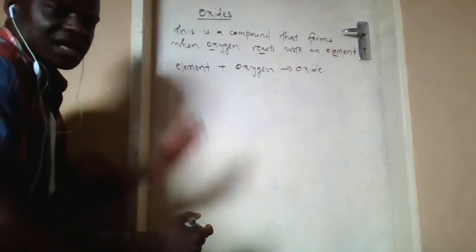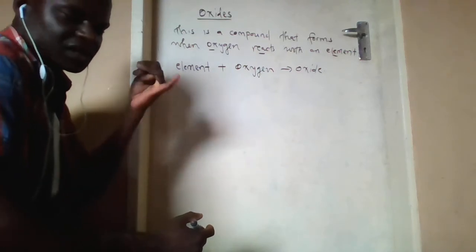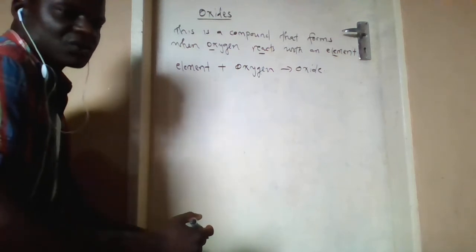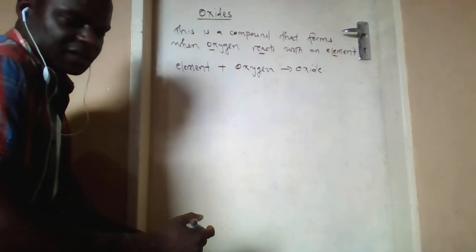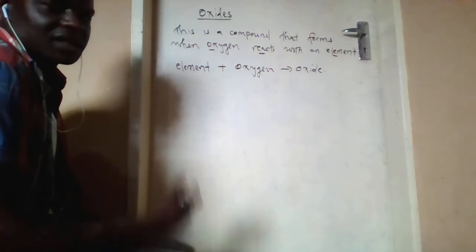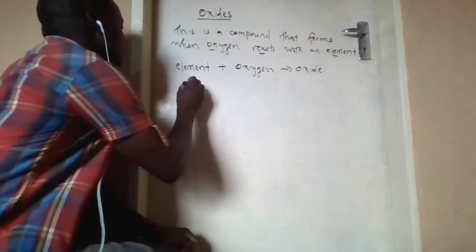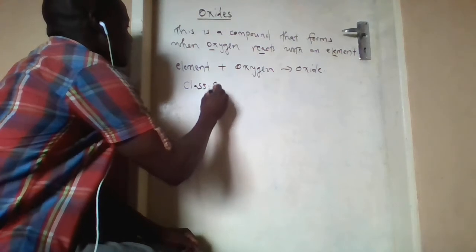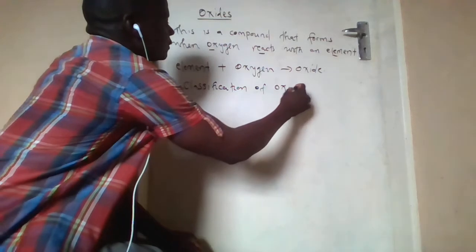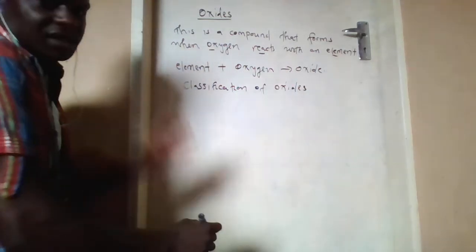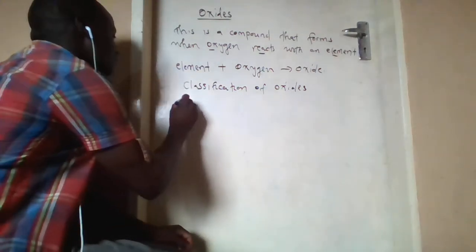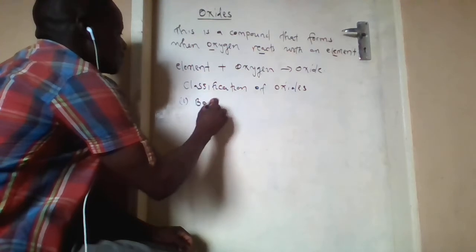Because basically, there are four types of oxides. We've got a neutral oxide, we've got a basic oxide, we've got an acidic oxide, we also have an amphoteric oxide. So now, without wasting much of the time, let's look at the classification of oxides. Like I said, there are four types, but I'm going to look at them one after the other. So the first one here, we're going to look at the basic oxide.